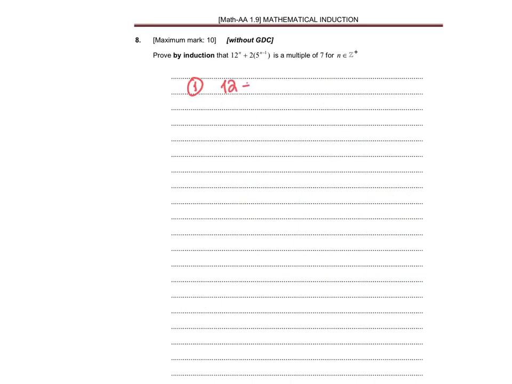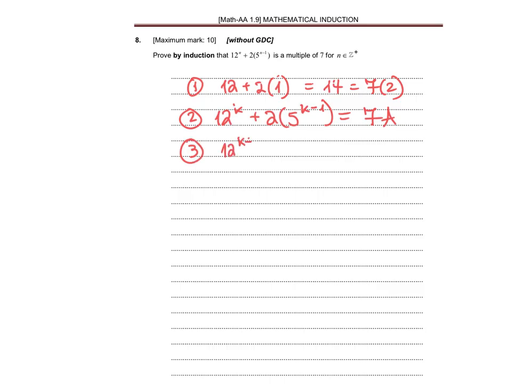Okay, so show it's true for n equals 1. So we have 12 plus 2 times 5 to the 0, which is 1. So that's 14, which is a multiple of 7. So that's true for n equals 1. Assume true for n equals k. And, oh yeah, it's a proposal. So, or sorry, for the proposal, you could write that up at the top. And for 3, we need to show it's true for k plus 1.